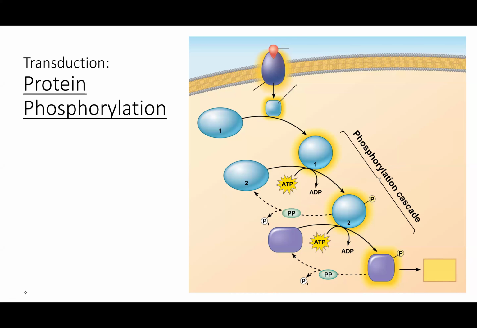Lots of places that can mess up. So transduction, we're talking about passing on the message. So once the message has gotten into the cell, how do we pass that message along within the cell?